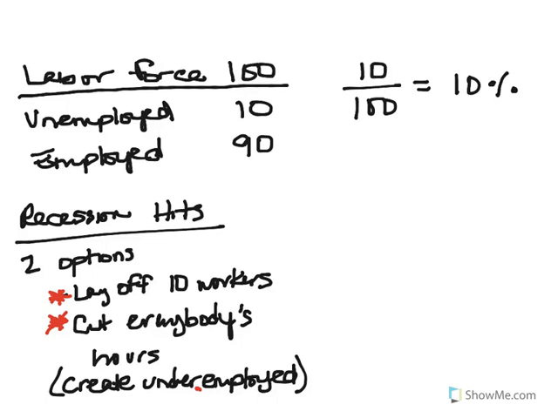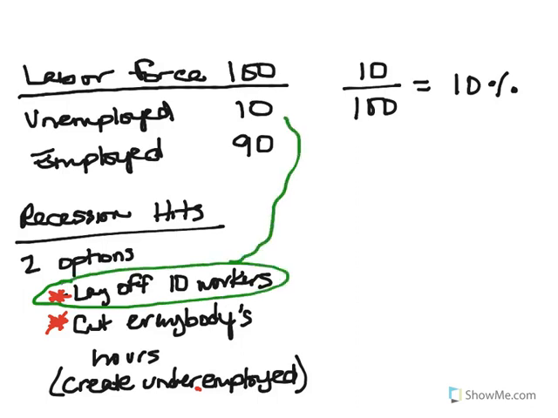rate. If the firms decide to lay off 10 workers, then when we look at this option right here, it would cause the number of people who are unemployed to increase to 20. So the new unemployment rate with this option would be 20 divided by 100, and we see the unemployment rate would increase to 20%.